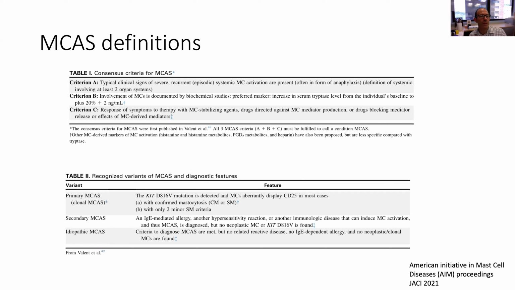Criteria B, which is really the trickiest one and is least met, mostly because of technical issues, not necessarily because it doesn't exist, is to have the involvement of mast cells documented in some way. And the main marker, the most validated marker, is an increase in the tryptase level from a baseline level to when the patient actually has one of these symptomatic episodes.